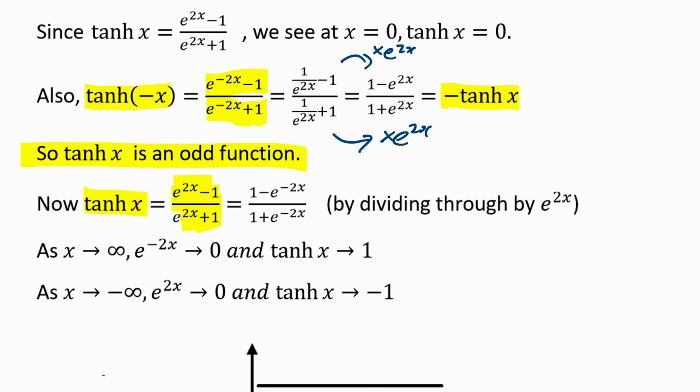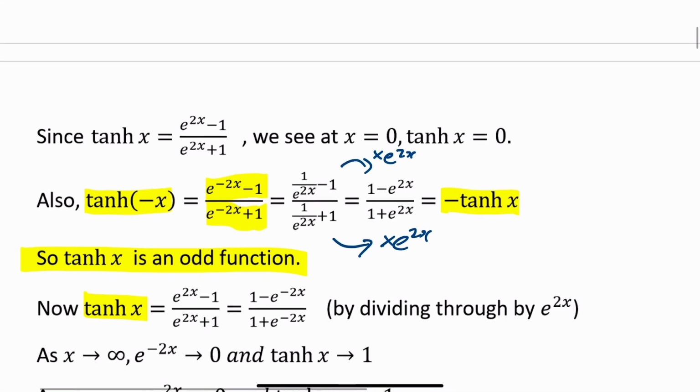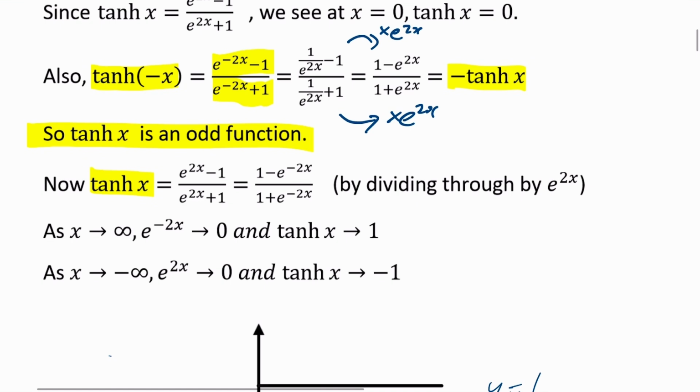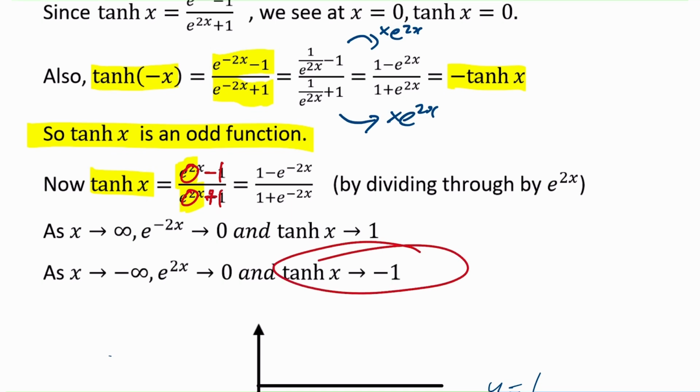All right, and then looking at the other one, as x tends to minus infinity, e to the 2x tends to 0, so this bit tends to 0, and this bit tends to 0, so what you're really left with is 0 and 0, so you've got minus 1 over plus 1, which is just minus 1. So that's what you have got. So as x tends to infinity, hyperbolic tan of x tends to plus 1, and as x tends to minus infinity, hyperbolic tan of x tends to minus 1.